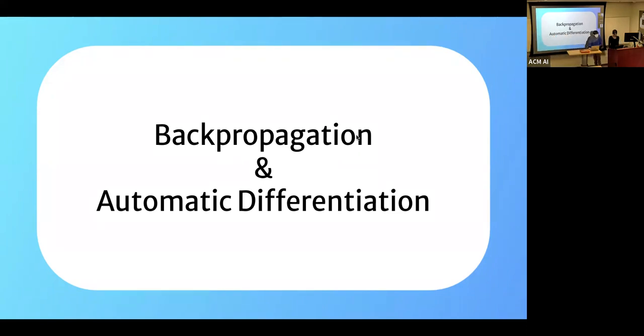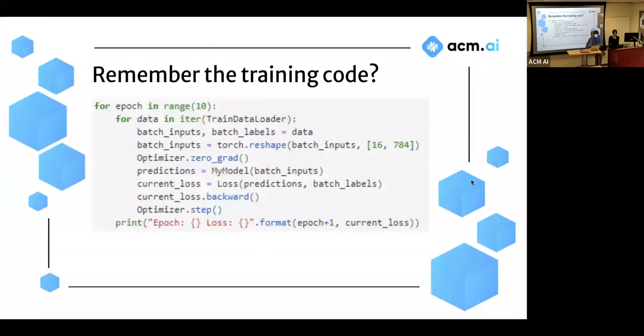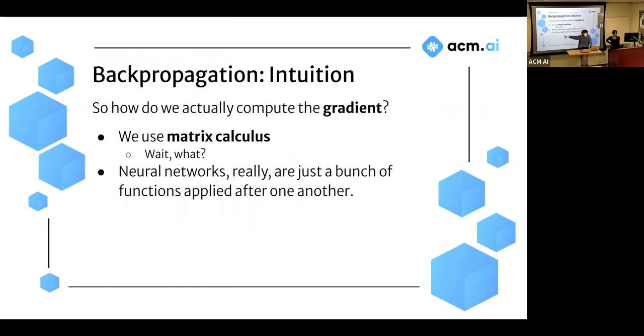So to do so, we want to first, let's see. All right. So remember the training code that we just showed right there? One of the questions that came up was, what in the world is dot backward? How is this gradient descent? And what does optimizer dot step that follows it do? So to do that, we have to answer the question, how do we actually compute the gradients? And the answer is we use matrix calculus. Because remember, neural networks really are just a bunch of functions applied after one another. That's a key idea.